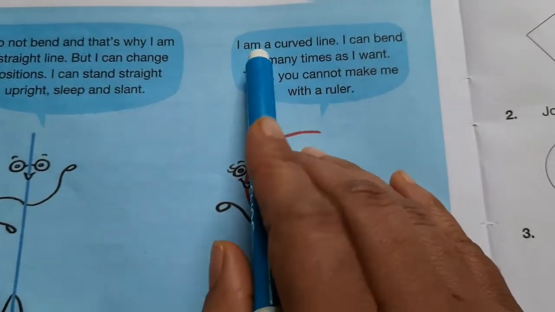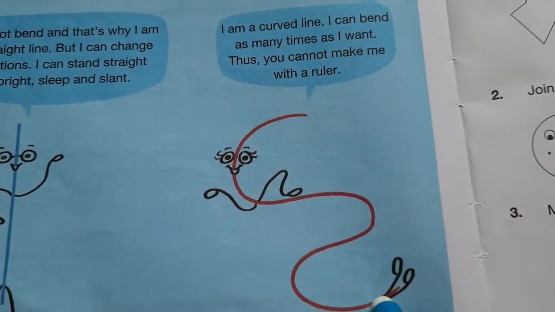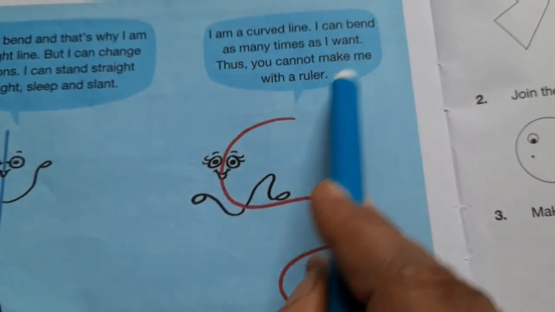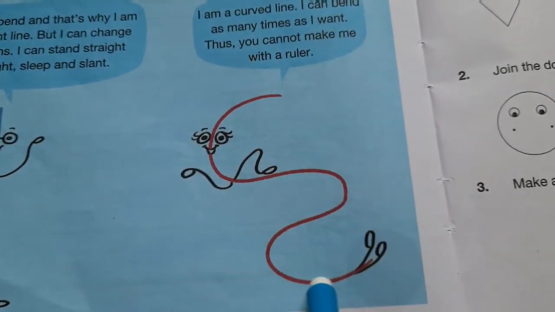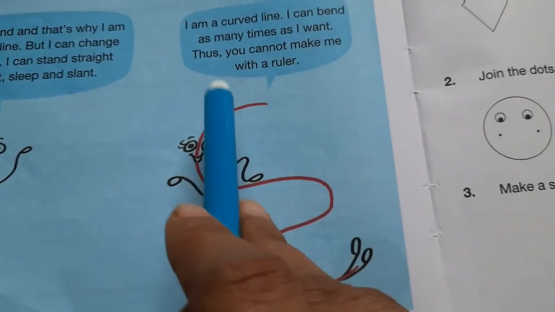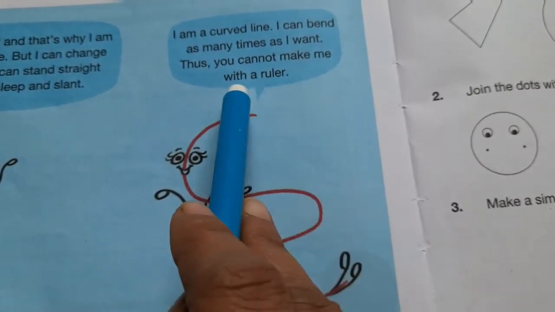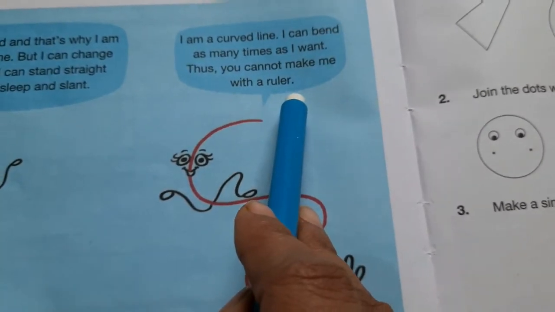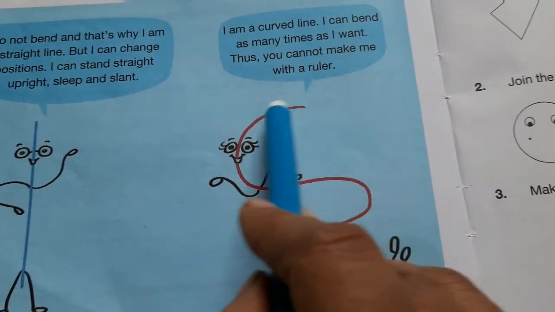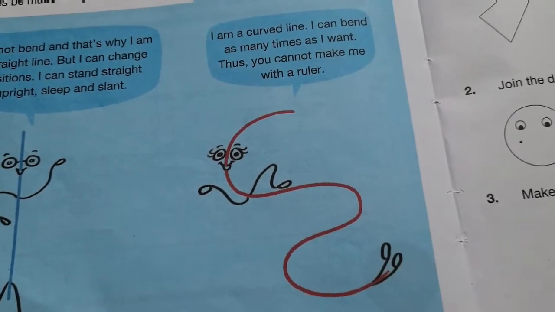Now let's see what the curved line is saying. I am a curved line. I can bend as many times as I want. Like here, as many times as I want, it can bend. Thus, you cannot make me with a ruler. For making the straight line we require the ruler, but we cannot make the curved line with this ruler.